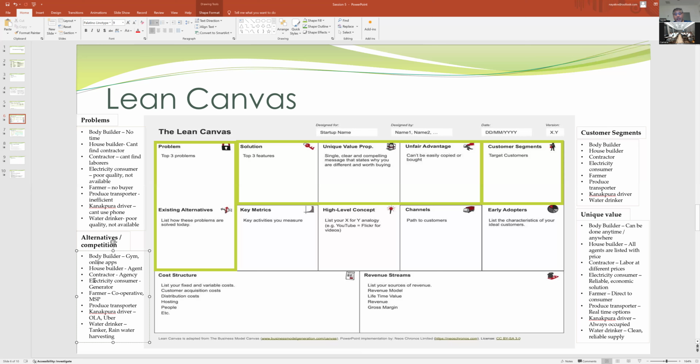If their issue is no time, what if the gym were right in your building? That's an option. Or two, there are online apps or trainers coming on online apps. This is the option they have. And your idea is somewhat similar, but you need to know how it is differentiated. So that's the unique value.